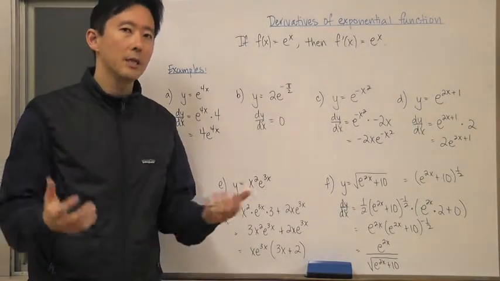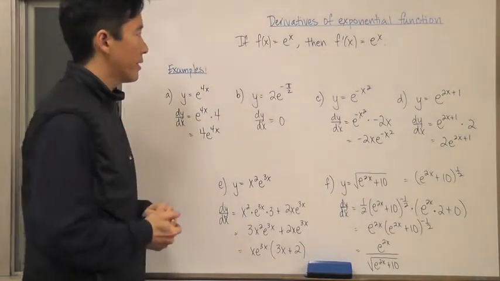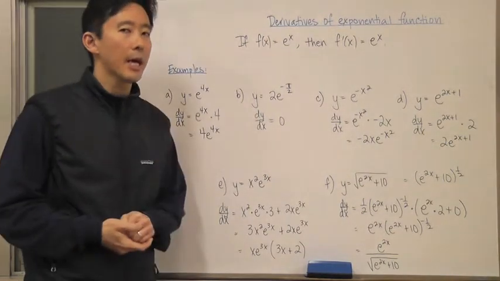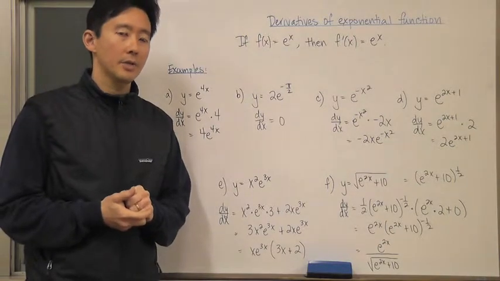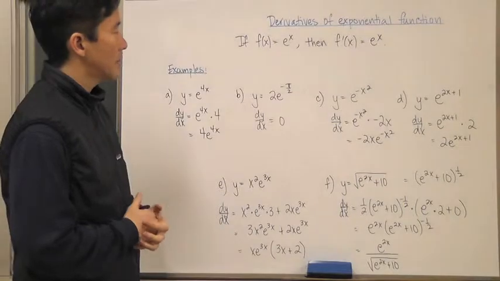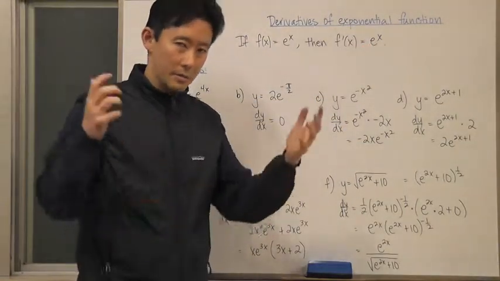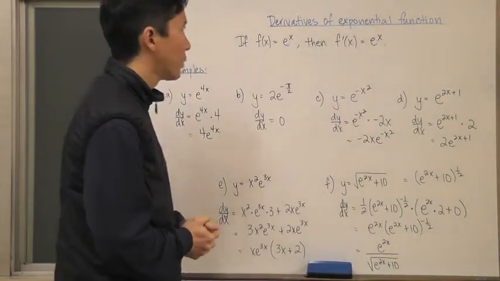Okay, so let's go ahead and take a look at the derivative of what is called the exponential function, or e to the x. Now the interesting thing about the derivative of f of x equals e to the x is that it is actually its own derivative. So we say that if f of x is equal to e to the x, then the derivative is actually e to the x. So that's a very nice result because it's so simple.